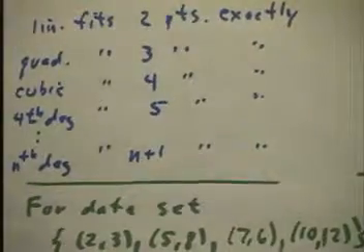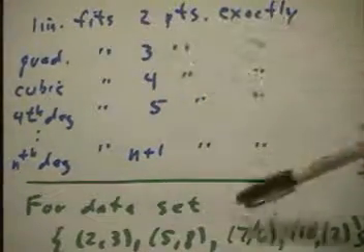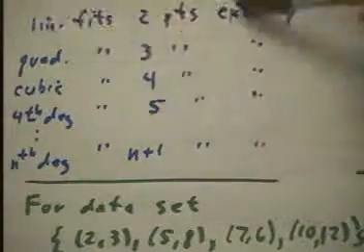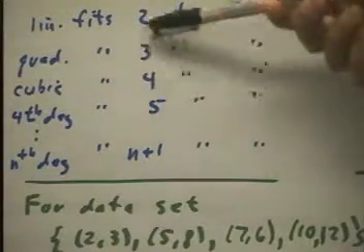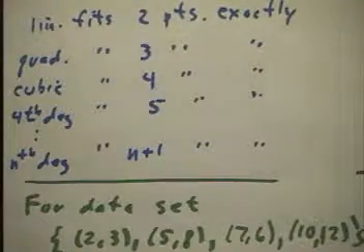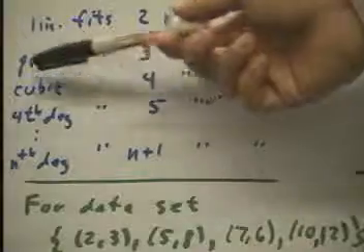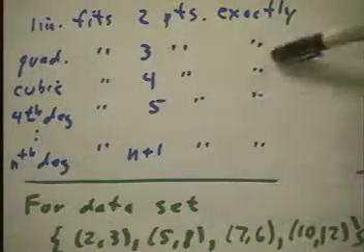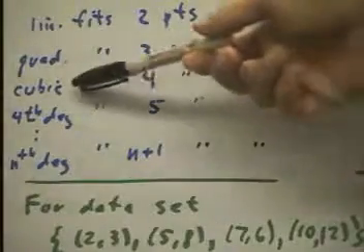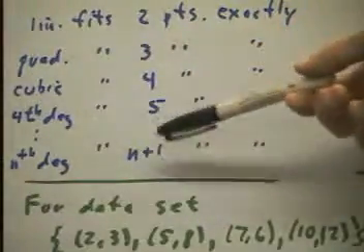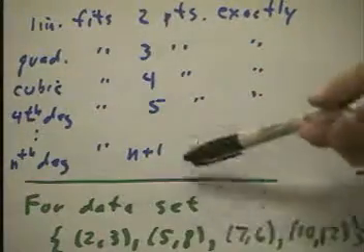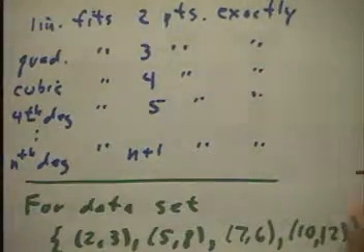And we note that if we had exactly 2 points in our data set, of course we have 4 here, a linear fit would work. Obviously, if we have 2 points in a graph, there's a straight line through those 2 points. All we have to do is find the equation of that straight line. And as we saw early in the semester, a quadratic function will fit 3 points exactly. We can go on. A cubic function would fit 4 points. A 4th degree would fit 5. In general, a polynomial of degree n would fit n plus 1 data points exactly.